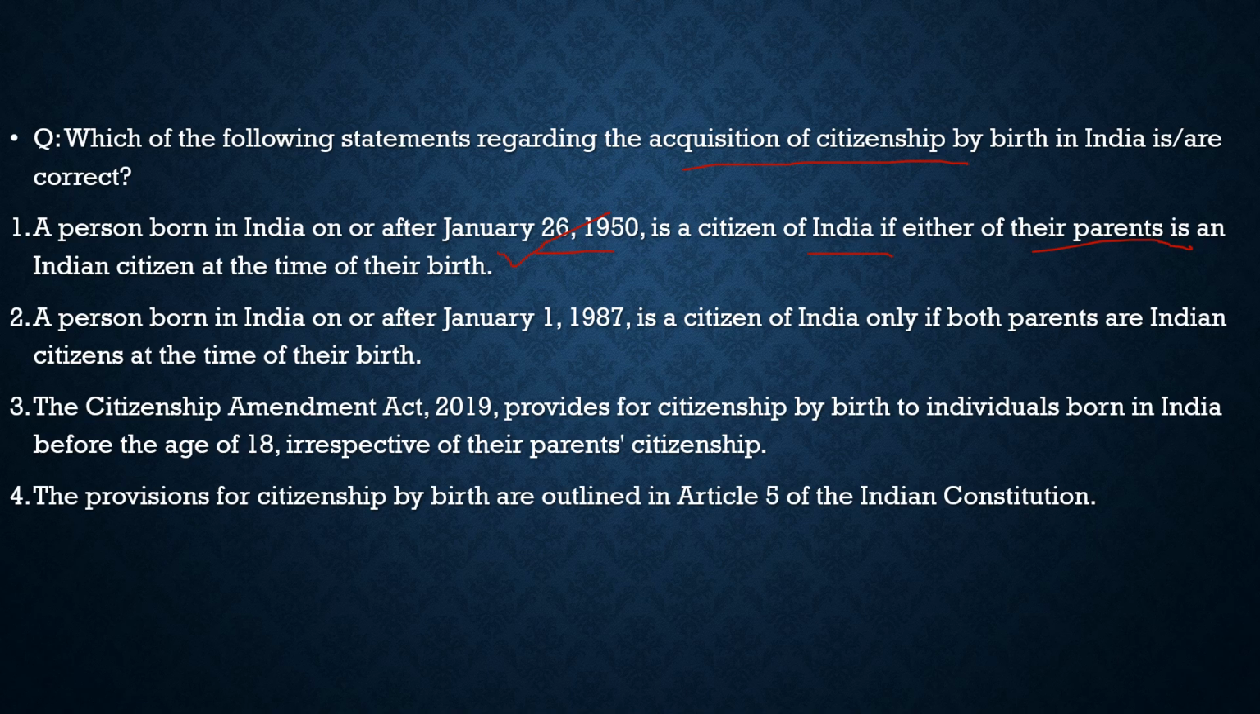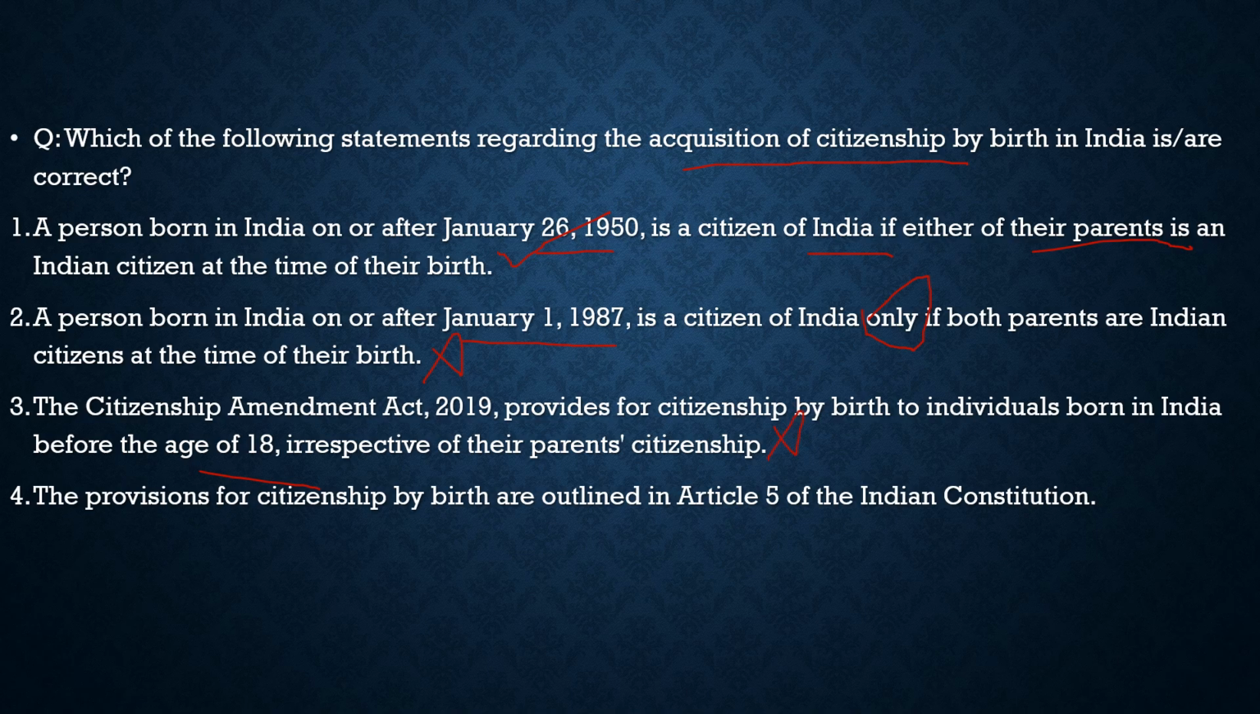Statement 2: a person born in India on or after January 1, 1987 is a citizen of India only if both parents are Indian citizens at the time of birth. Totally incorrect, because it is against what we learned in the previous slide. It is not only that both parents should be citizens. If the person is born between January 1, 1987 and 2004, one of the parents should be an Indian citizen and the other can be an illegal migrant or a non-citizen. So this statement is incorrect. Coming to the third statement, it says the Citizenship Amendment Act of 2019 provides for citizenship by birth to individuals born in India before the age of 18, irrespective of their parents' citizenship. Totally incorrect.